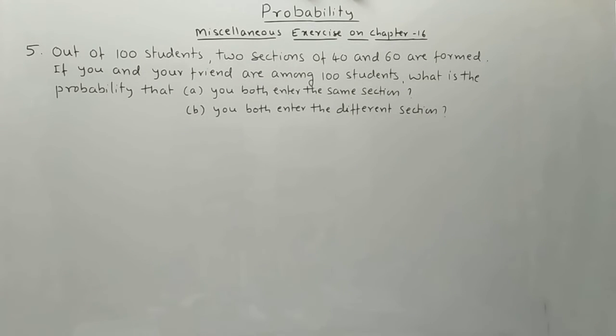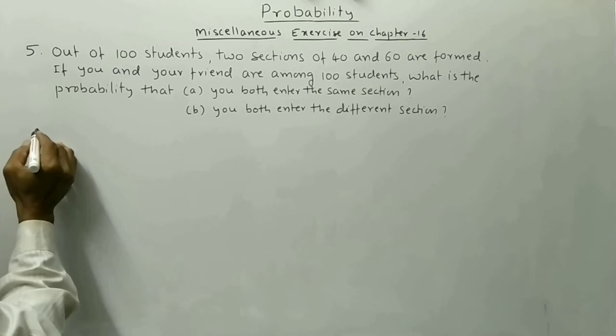Question number 5. Out of 100 students, two sections of 40 and 60 are formed. If you and your friend are among 100 students, what is the probability that A, you both enter the same section, B, you both enter the different section? Solution.